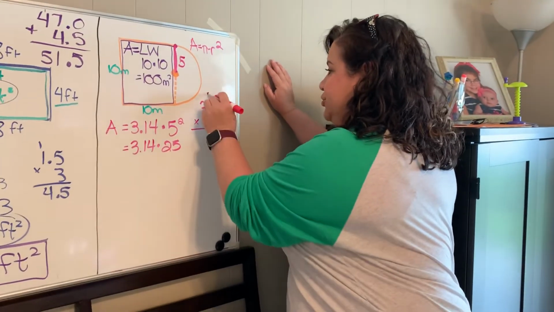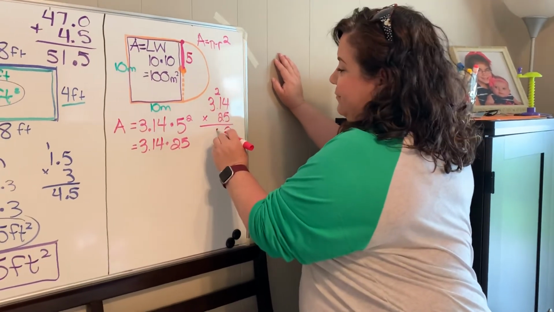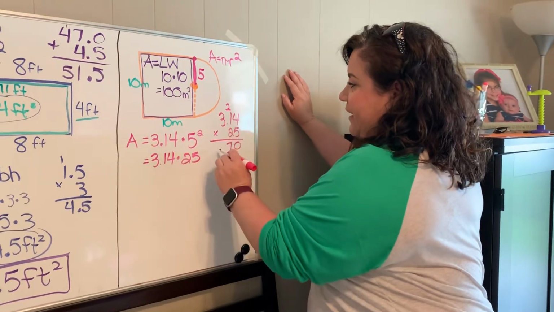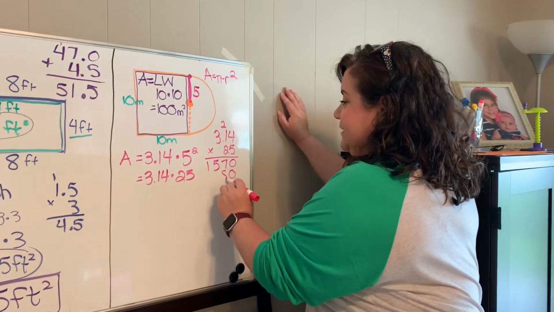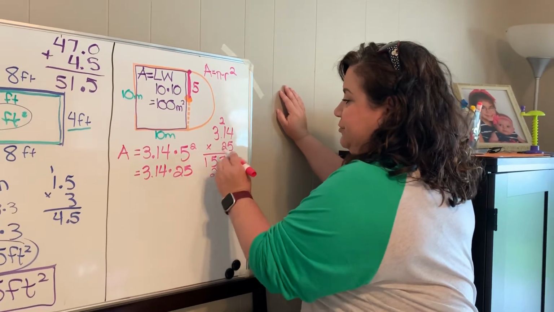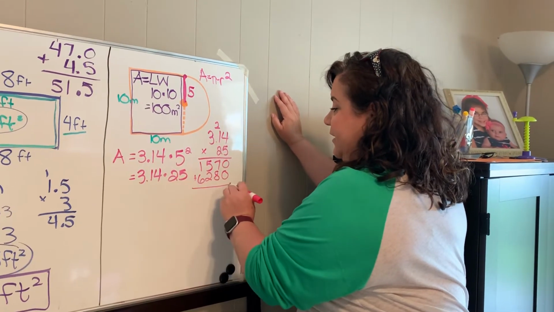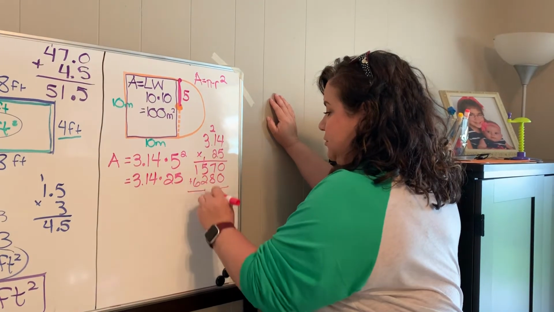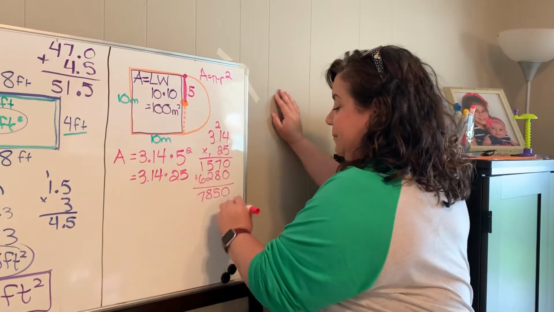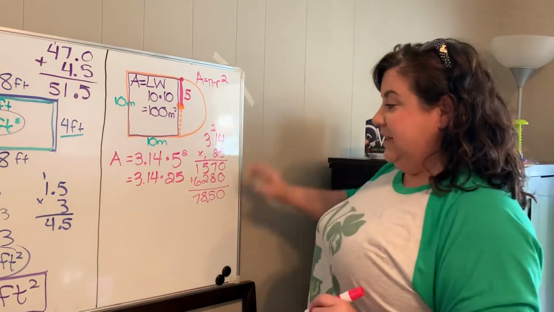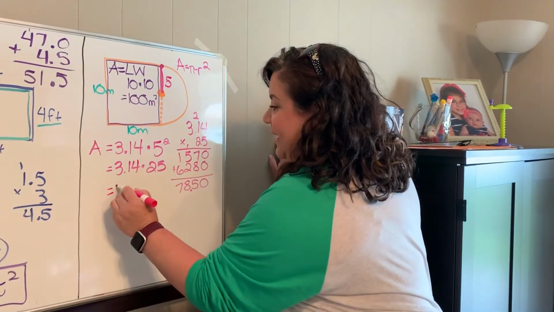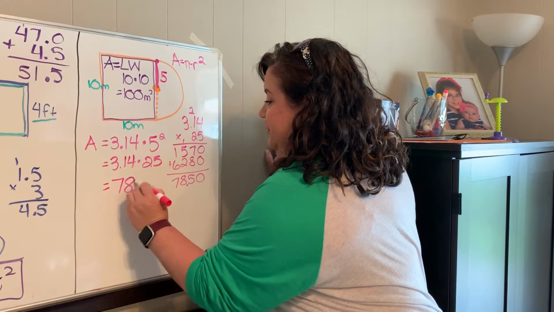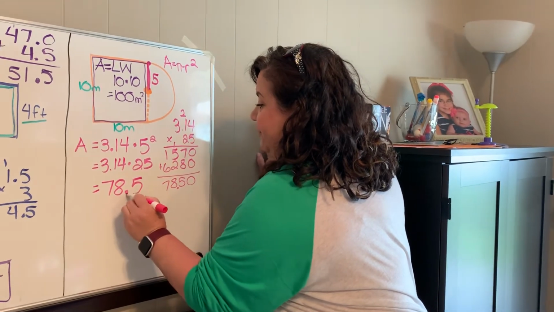So 5 times 4 is 20. 5 times 1 is 5, plus 2 is 7. 5 times 3 is 15. Make sure you put your 0. 2 times 4 is 8. 2 times 1 is 2. 2 times 3 is 6. Add them together. And make sure you count your 2 decimal places. And remember, that 0 in the end doesn't really matter. So I have my area of my full circle is 78.5.